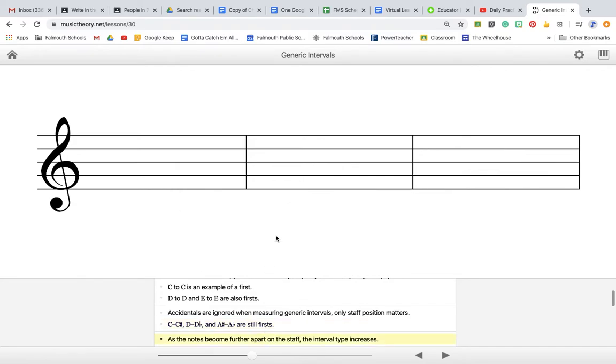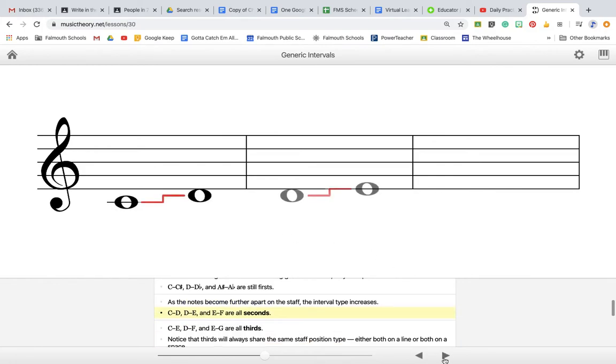As notes become further apart on the staff, the interval increases. So C to D is a second. You count the first note, C is 1, D is 2, that's how you come up with second. Here we have D to E. D is a 1, E is a 2, second.